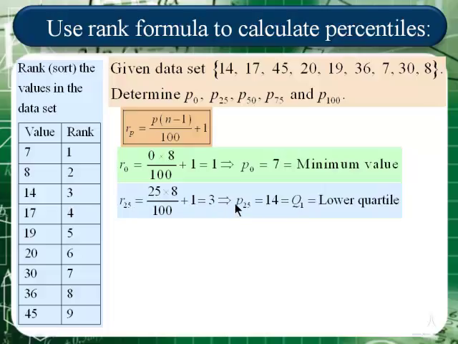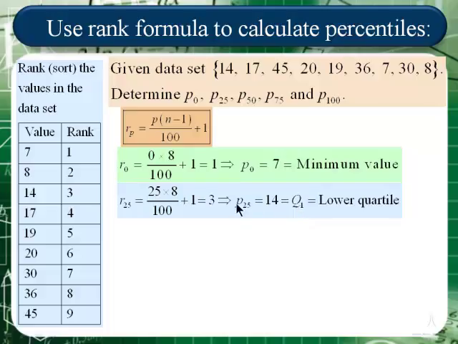If we focus on percentile 25, the rank of that is 25 times 8 divided by 100. Now 25 goes in 100 4 times, and 8 divided by 4 is 2, plus 1 gives me 3. So the rank of percentile 25 is 3, therefore 14 will be equal to percentile 25. This is also known as quartile 1, the lower quartile, or simply Q1.